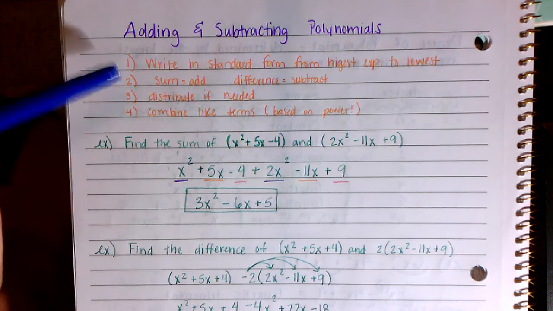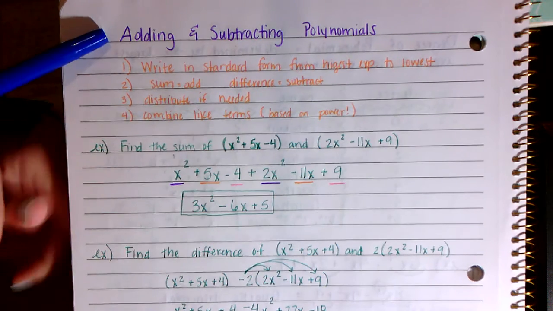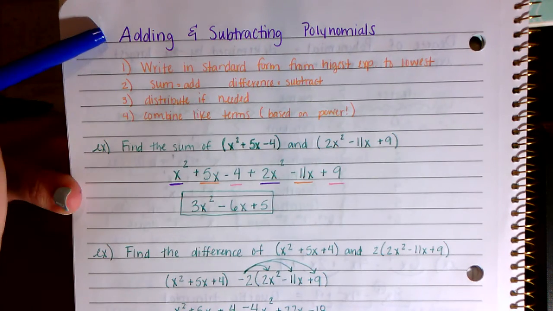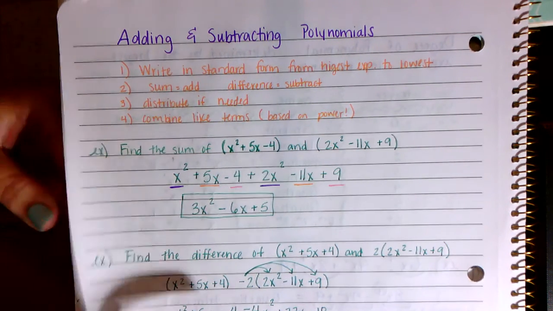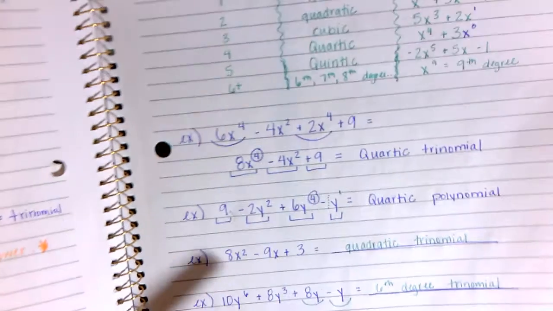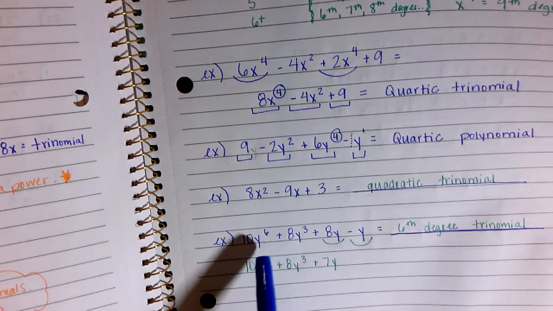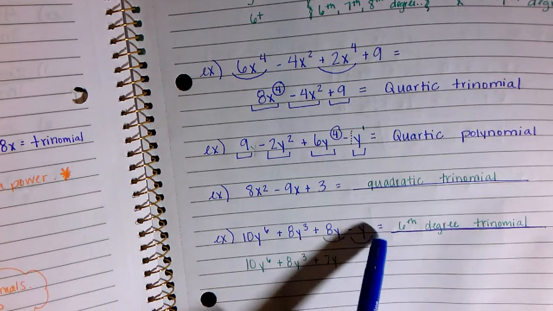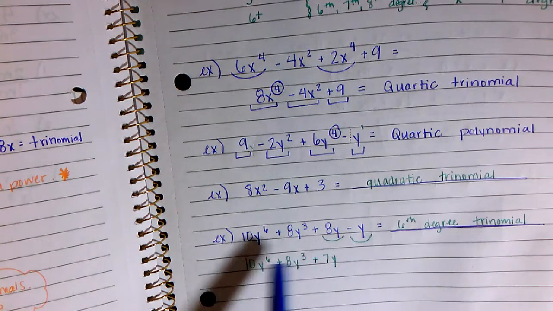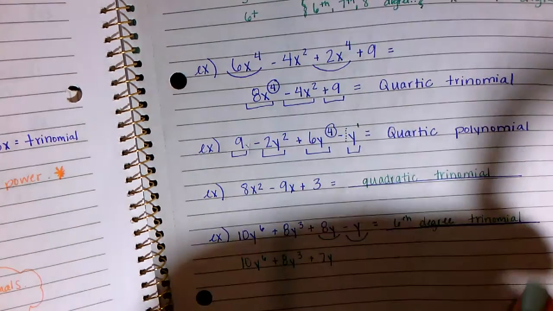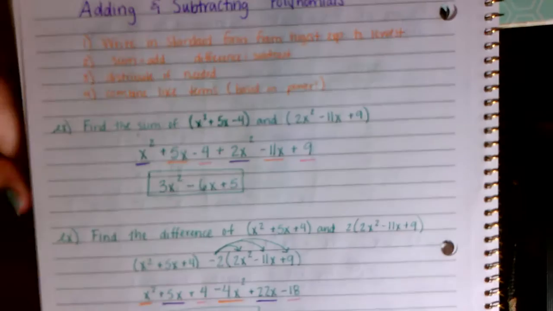But first we're talking about adding and subtracting polynomials. This is basically simplifying polynomials. So if we looked at some examples from yesterday, I showed you guys down here, you need to make sure that if there's anything that has the same power, that you're combining it before you actually label what type of polynomial it is.